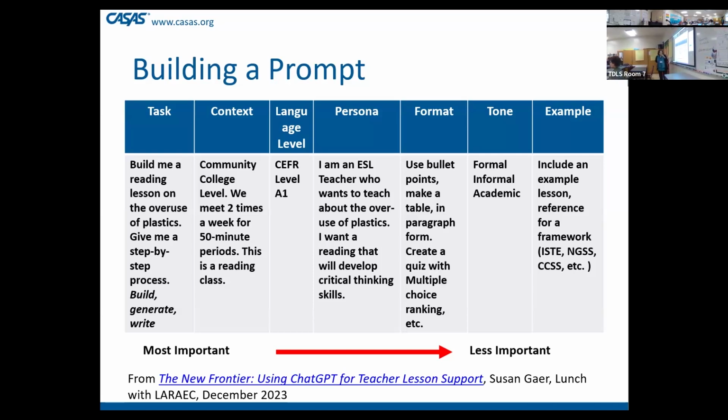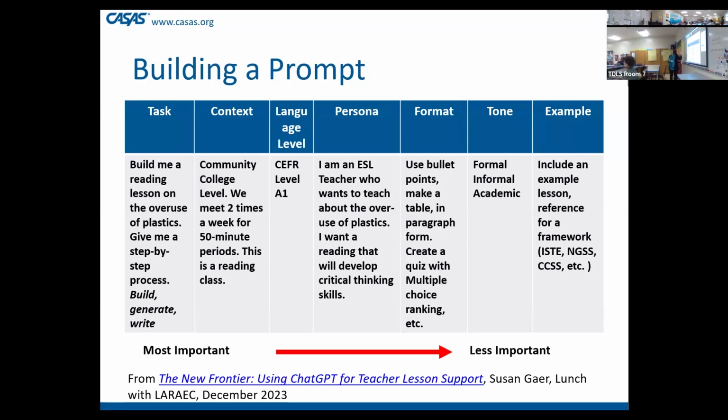I think that's important. Use bullet points, if you want that, which for our learners is going to help them pinpoint the information that's important, right? If you want your example to do that, tell it to do it in a paragraph, write a quiz, multiple choice questions, all the things. You need to tell it exactly what to do and it'll do it for you. Is it formal, informal, or academic? Include an example lesson reference for a framework. So she's not only getting the sample here, but then the instructions on how to teach it. It's just unbelievable what's in there and what you can get out of it.